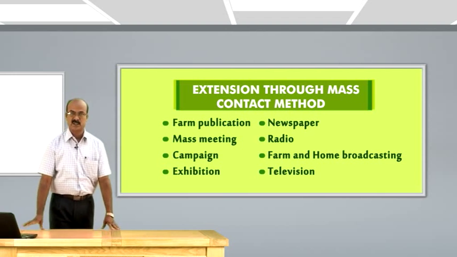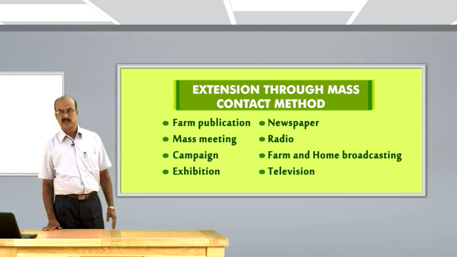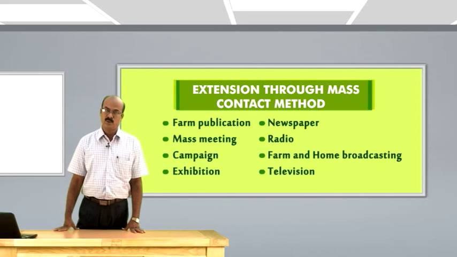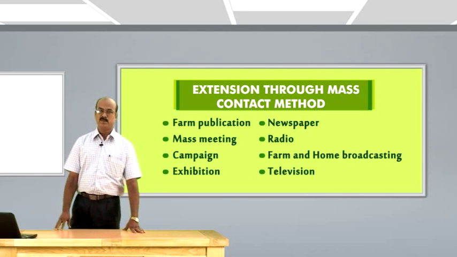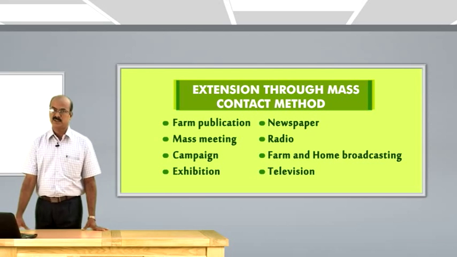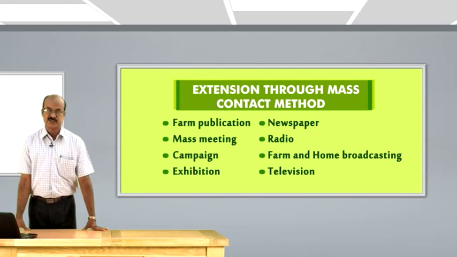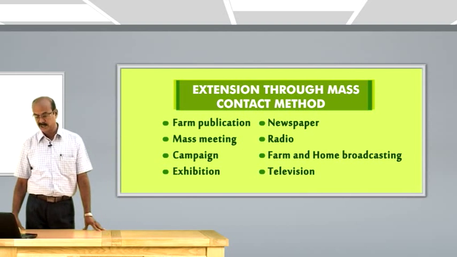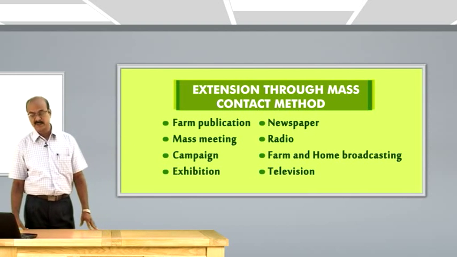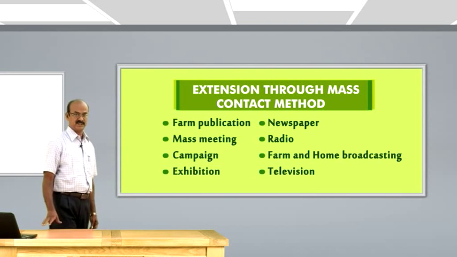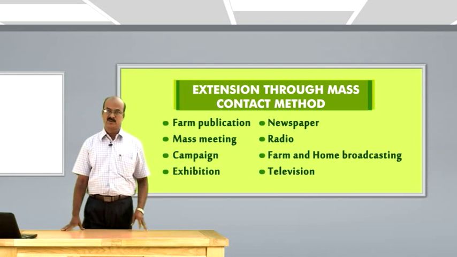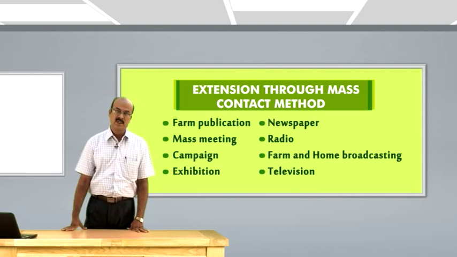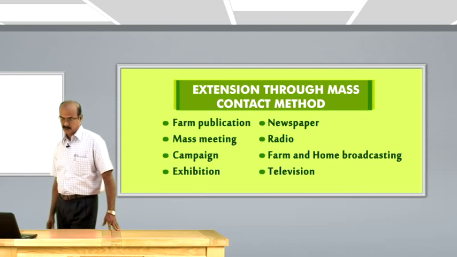Then farm and home broadcasting is also nowadays being taken up in all sectors through community radio and television, with limited broadcasting areas, limited circulation or limited coverage, around a 50 to 70 kilometer radius only being covered through farm and home broadcasting. But every radio program has this farm and home broadcasting section, and every day they have some specific or unique programs for satisfying the requirement of the audience.